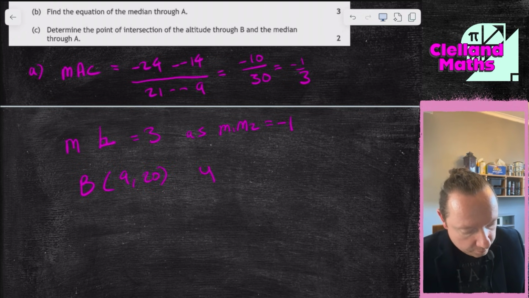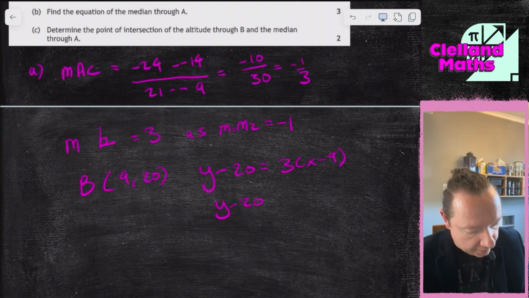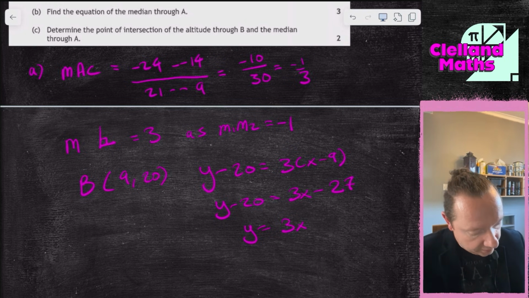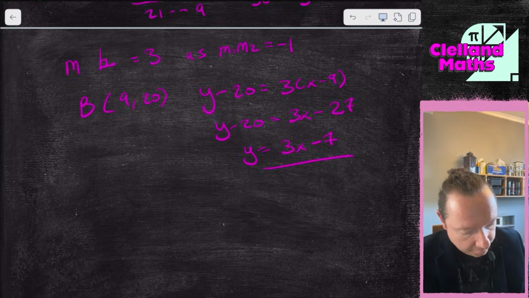So y minus 20 equals 3 times (x minus 9). y minus 20 equals 3x minus 27 then. So y equals 3x minus 27 plus 20, which is minus 7. And we're done there for part A.